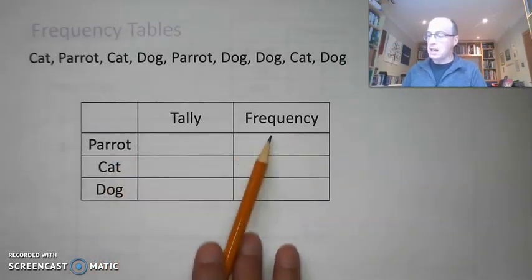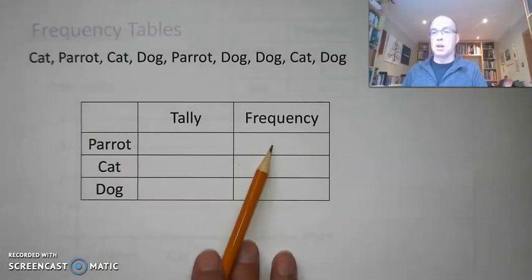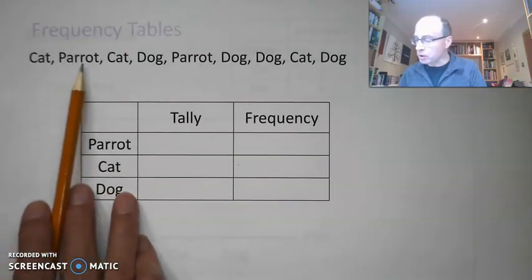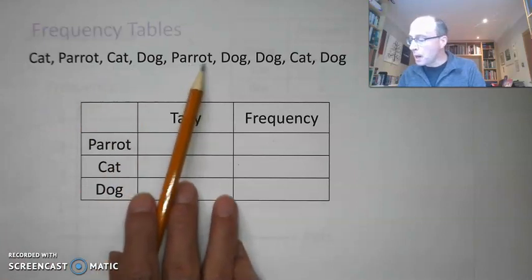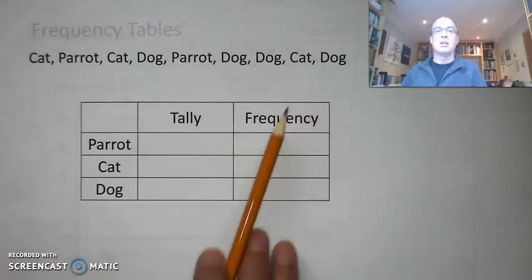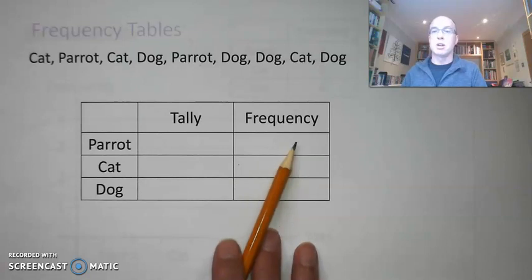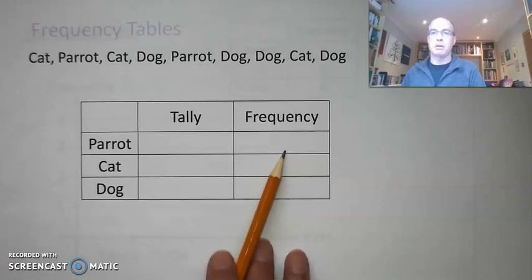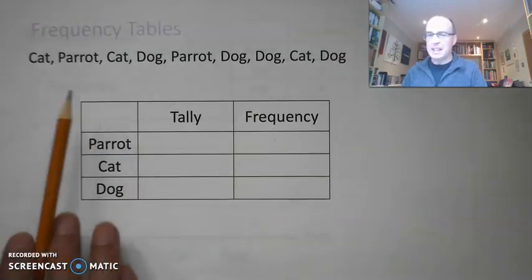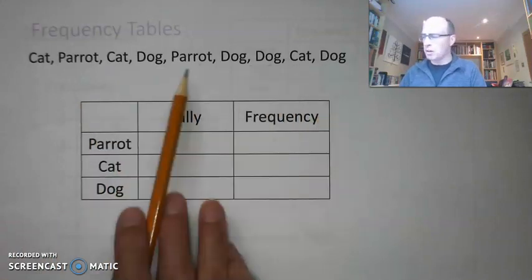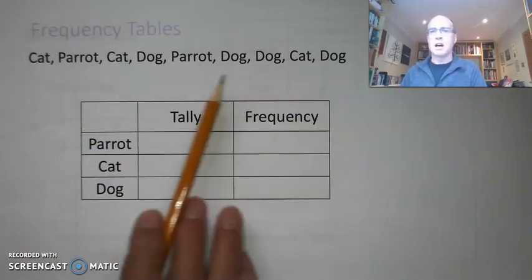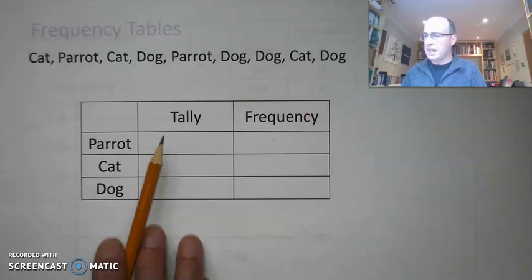So for parrot, how many people said parrot? Well, I can have a look. I can read across. I've got 1, 2 parrots, nothing else at the end. So my frequency for parrot would be 2. 2 people said parrot. And that's not too bad when I've got 9 answers up here. I can work through 9 quite easily and count them up.